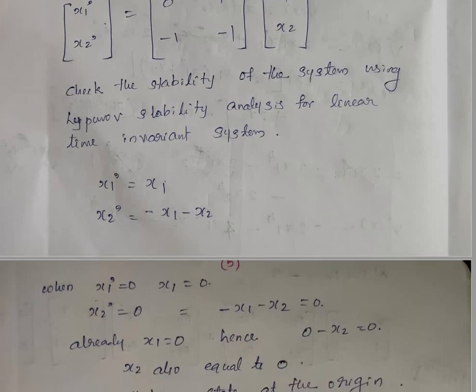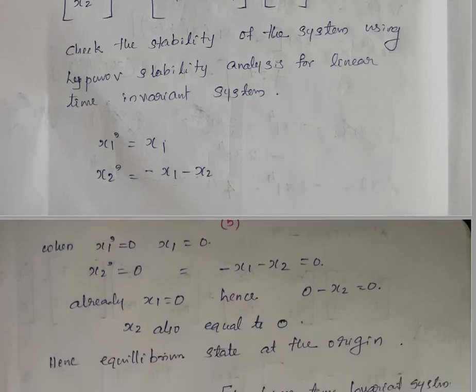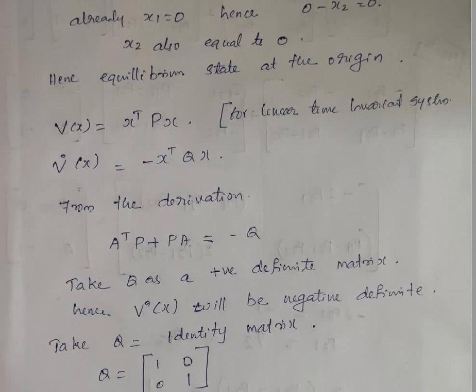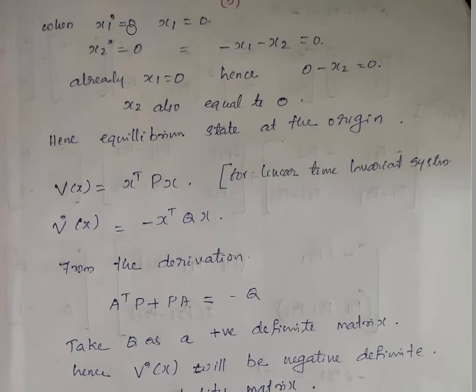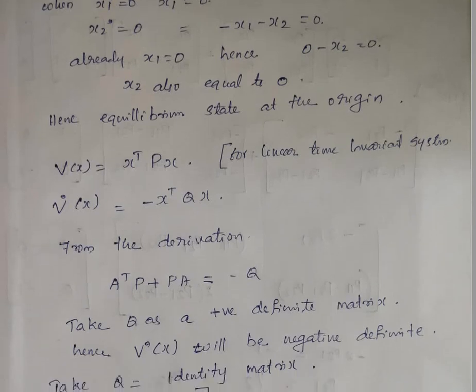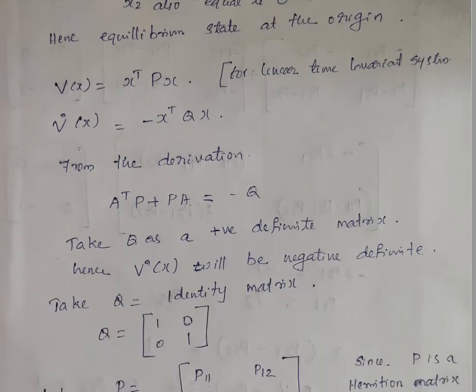Now if you substitute x1 dot equal to 0, x2 will become 0, and x2 dot equal to 0. Since x2 dot equal to 0 and x2 equal to 0, x1 will also be 0. Hence we can say that the equilibrium state is at the origin. Now coming to our problem.